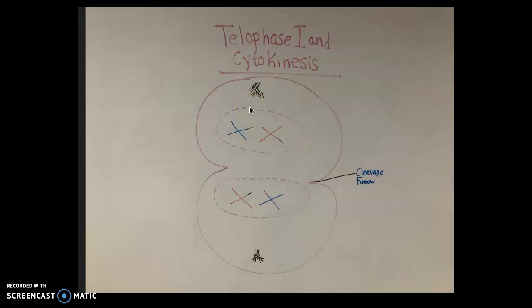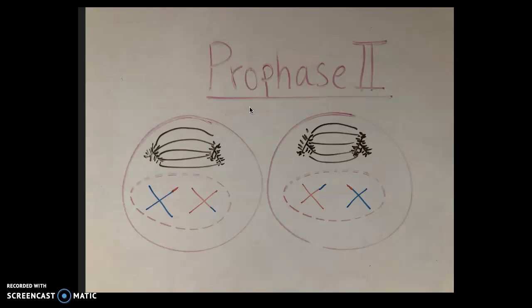The primary thing to know about this stage is that it is the last stage of meiosis 1 and that no chromosome duplication occurs between meiosis 1 and meiosis 2. Now we're at meiosis 2. Meiosis 2's primary purpose, as mentioned before, is to separate sister chromatids.